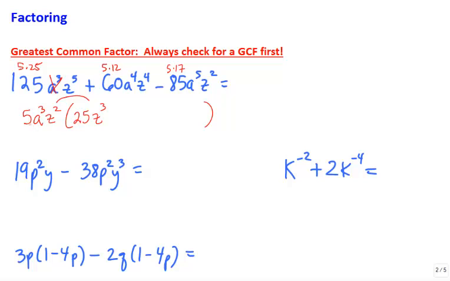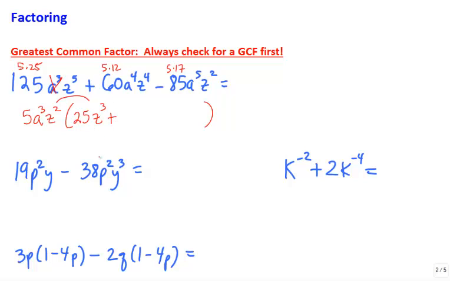So in fact, 5 times 25 is 125. I have a single a cubed, and there's no a's over here, and z squared times z to the third is z to the fifth. So if I were to redistribute, I will get back this first term. So I did that part correctly.